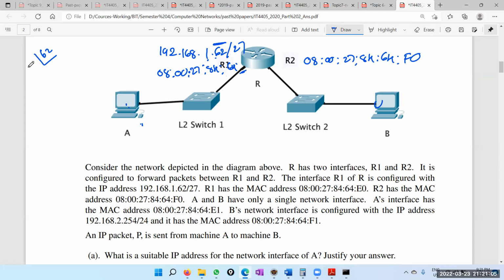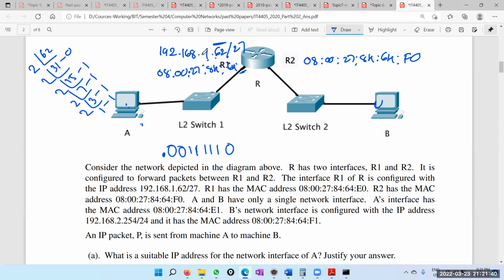So let's convert 62 into binary. 62 divided by 2 gives 31 remainder 0, 15 remainder 1, 7 remainder 1, 3 remainder 1, 1 remainder 1, so it is 1, 1, 1, 1, 1, 0, altogether it must have 8 bits. If I make a mistake, just let me know. And the other part is 192, 168, 1, and it is a /27 IP address.